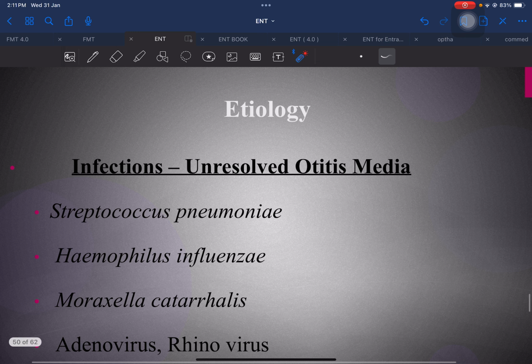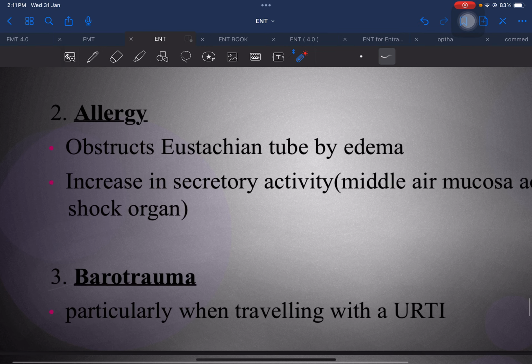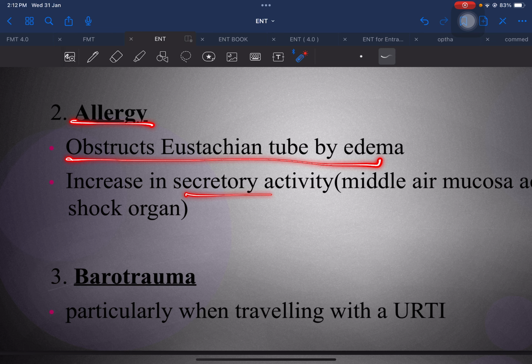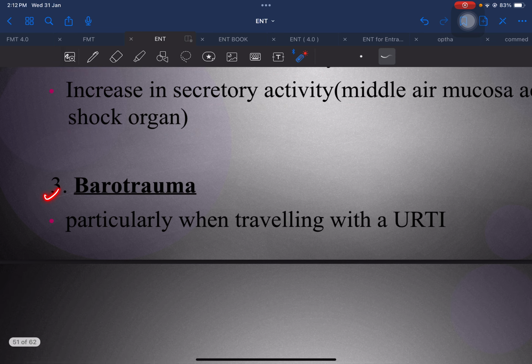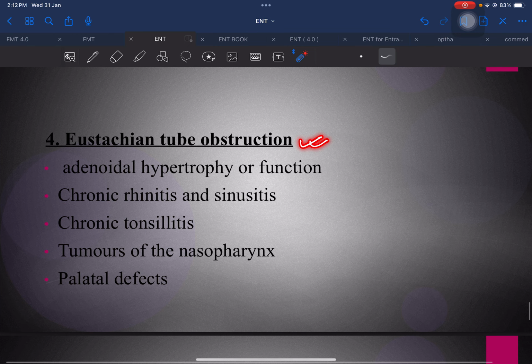We already mentioned infection, unresolved otitis media. We talked about adeno and rhinoviruses. We talked about allergies and obstruction, which cause an increase in secretory activities. Barotrauma can also lead to it, particularly when traveling with upper respiratory tract infections. Similarly, we talked about eustachian tube obstruction. There are several causes of eustachian tube obstruction.